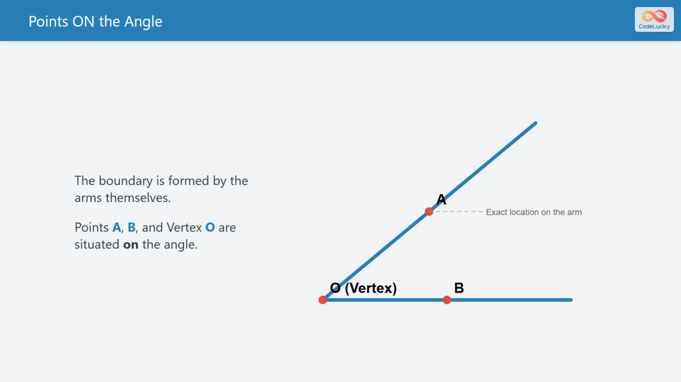Finally, there is the boundary. These are the points that lie exactly on the arms or the vertex. Points A, B, and the vertex O shown here are not inside or outside, they are on the angle.